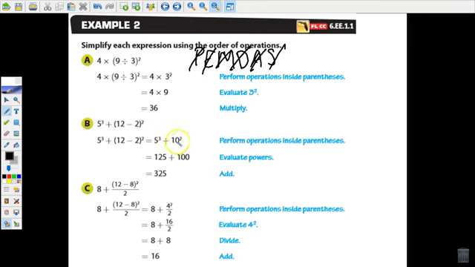12 minus 2 is 10. So I rewrite my problem. 10 squared is 100, so I rewrite my problem. And the 5 cubed is 125. I add them both together, I get 325.